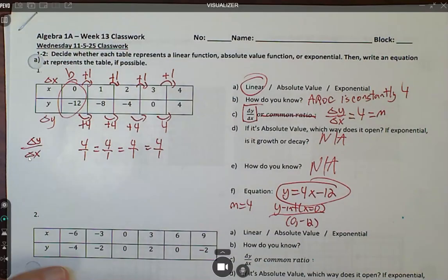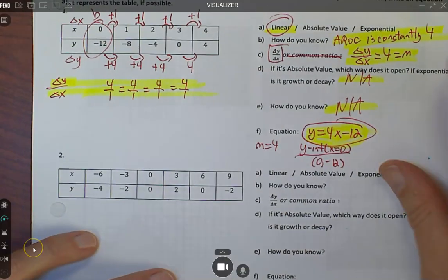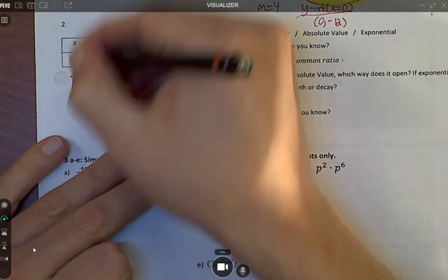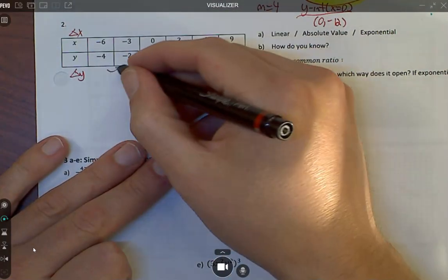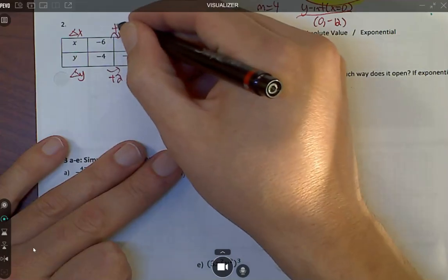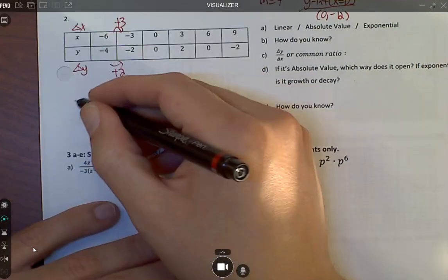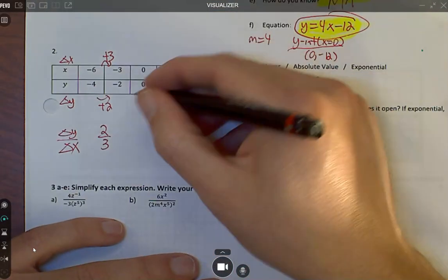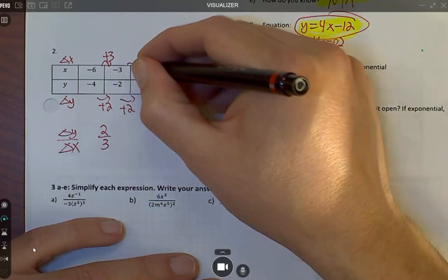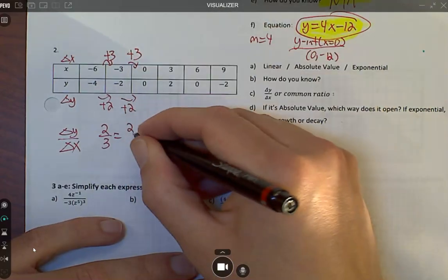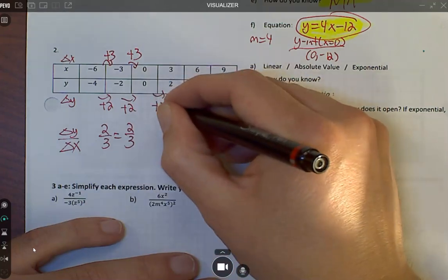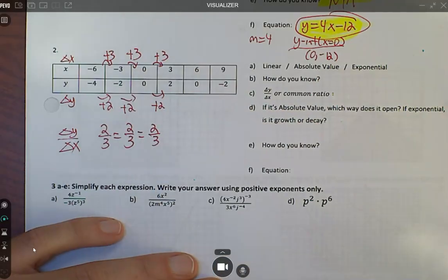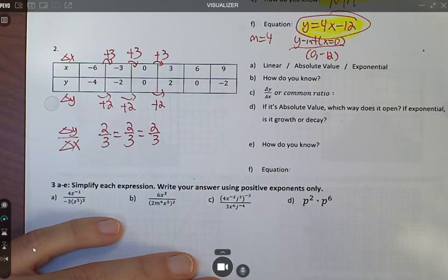I'm going to pause it while I highlight. Okay. Changing y over changing x. Up 2, up 3. Slope is 2/3. Okay, 2/3. Two-thirds. Okay, now we're cooking with grease.